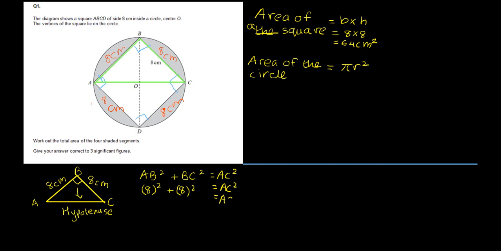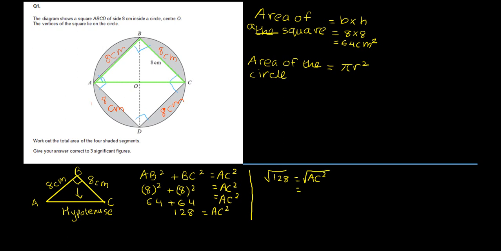So AC squared, 8 squared is 64 plus 64, that's 128. And then to get the value of AC, I'm going to square root both sides and just draw a quick line in between to split the board up further. So square root of 128 is equal to square root of AC squared.